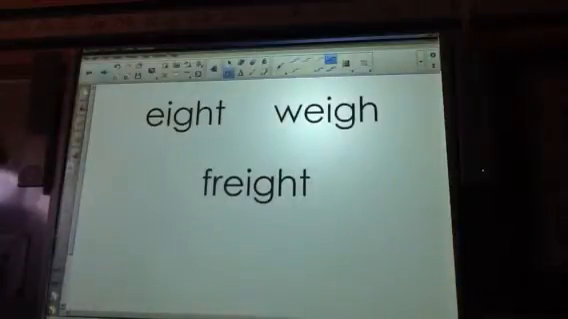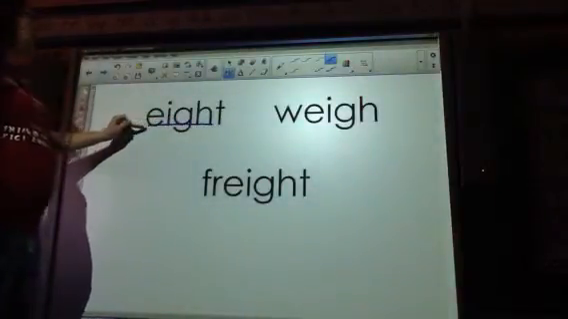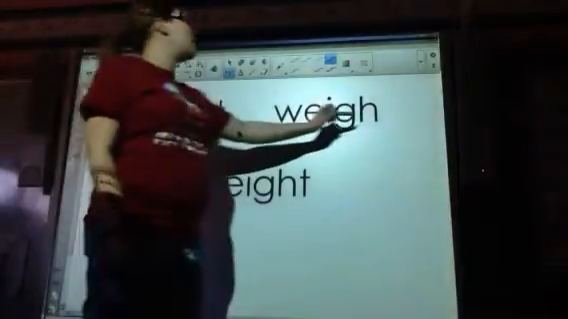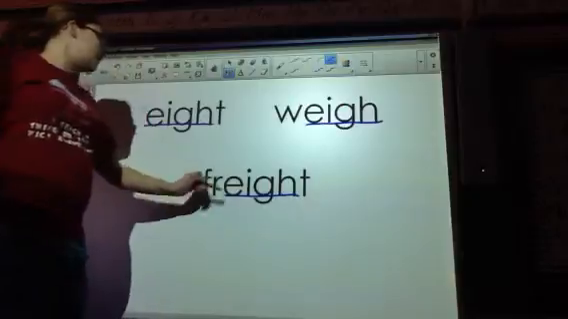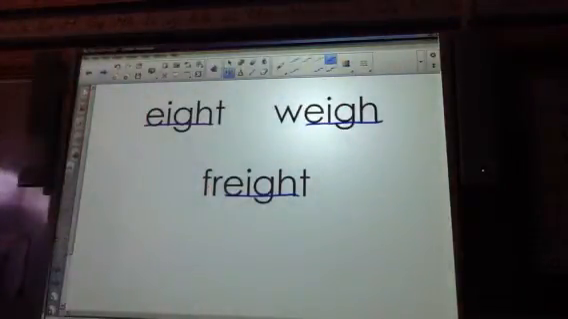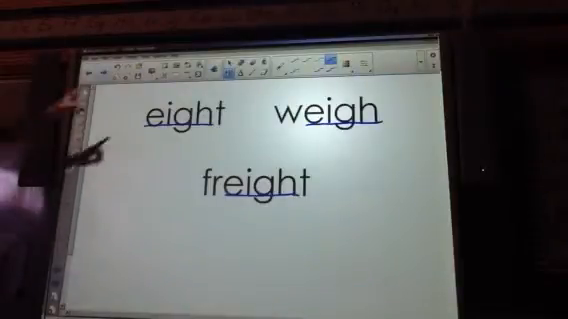So how do you think I'm going to code this? It's just like a digraph or a trigraph. They're all coming together to make one sound. So I'm going to underline it. Now, none of those four letters can make the A sound by itself, so I'm not going to do anything else when I see quadrigraph E-I-G-H. I'm just going to underline it and know that it says A. Is there anything else I need to do in any of those words? No. Nope. That's it. So, let's read these words together.